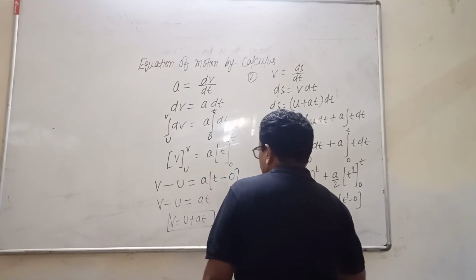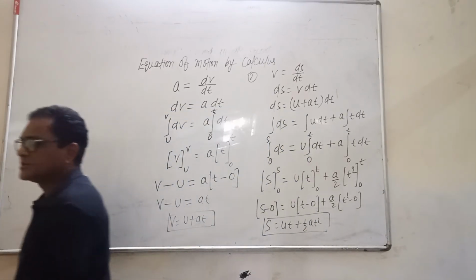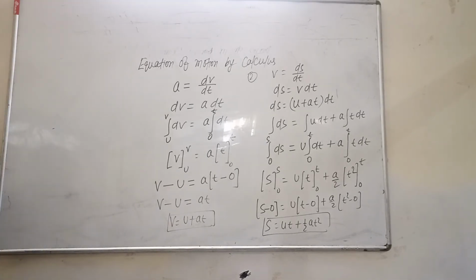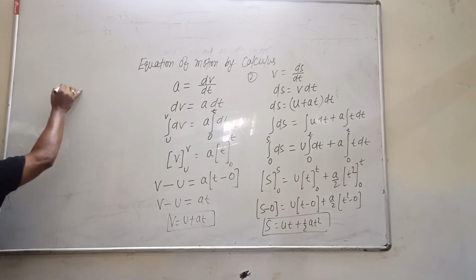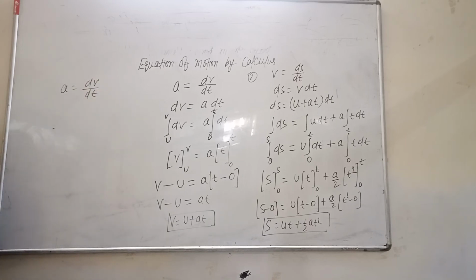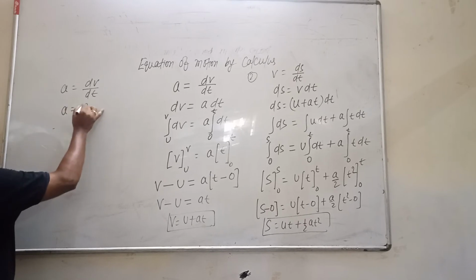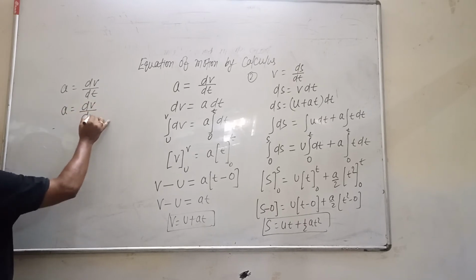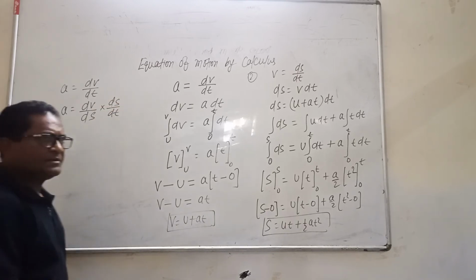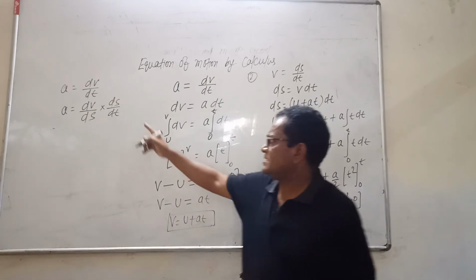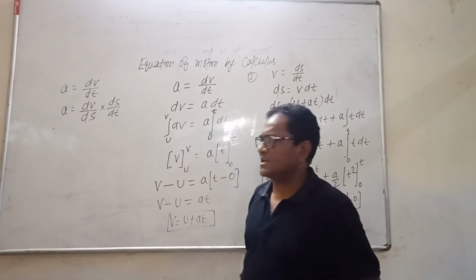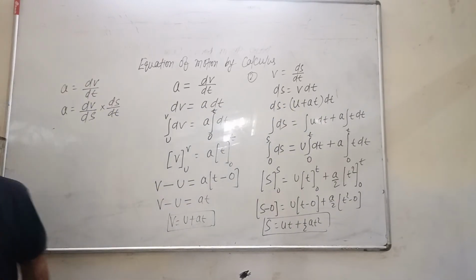This is the second equation of kinematics, or equation of motion. Now the third equation. Instantaneous acceleration a equals dv by dt, and dv by dt can also be written as dv by ds into ds by dt. We can write dv by dt in this form, dv by ds into ds by dt, because ds and ds get cancelled and the result comes a equals dv by dt.